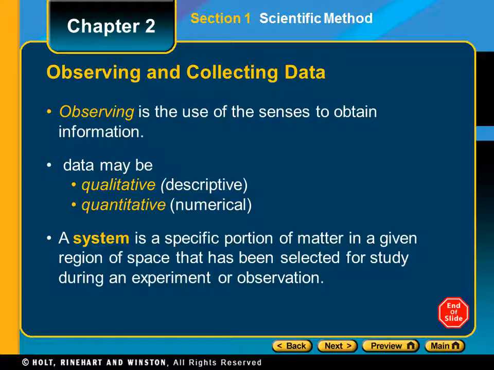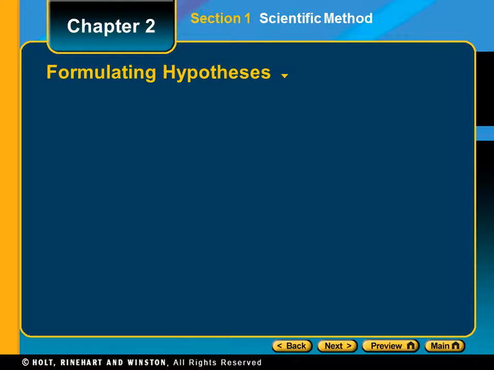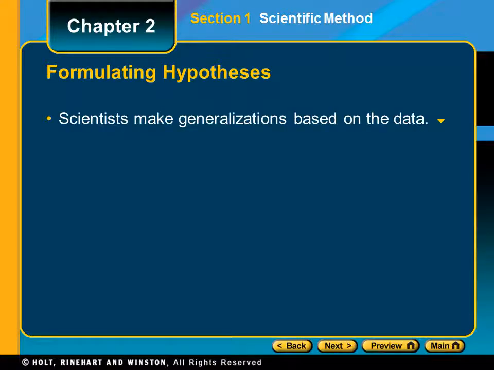Okay, everything that we're studying, the definition here is a specific portion of matter in a given region of space that has been selected for study during an experiment or observation. What we are looking at, what we are studying, what we are observing, what we are collecting data on, this is called a system, and we talk about these things in science in terms of the system that we're looking at. We move from our observation making to actually formulating a hypothesis.